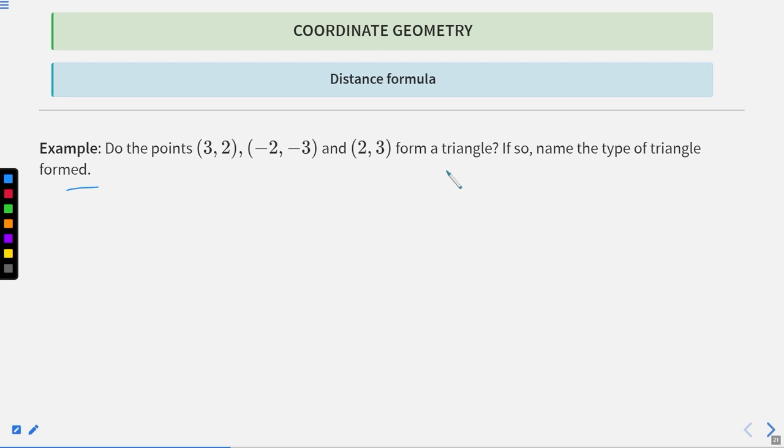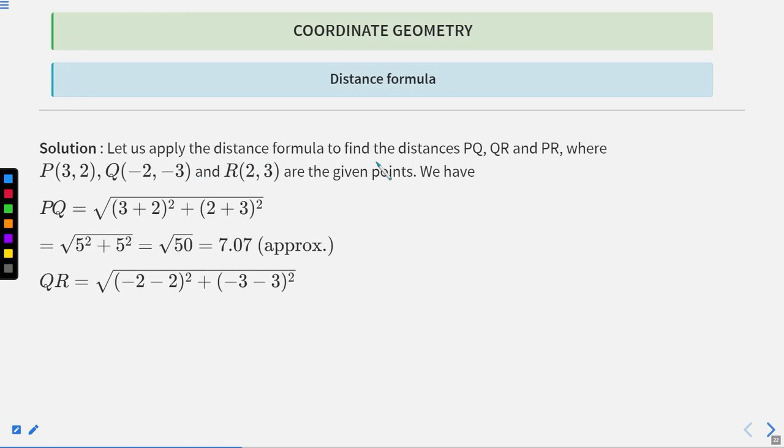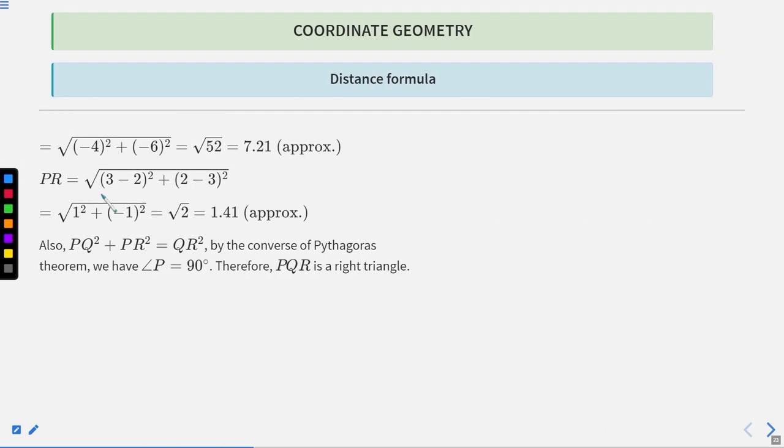Okay, so here we first find the distance between 2 points. Okay, see, if we let this be P, this be Q, this be R, then we find the distance PQ, the distance QR, and the distance PR. Okay, so then we use this condition PQ squared plus PR squared is equal to QR squared, and by the converse of the Pythagoras theorem, it implies that angle P is equal to 90 degrees. Okay, and therefore PQR is a right angle triangle.